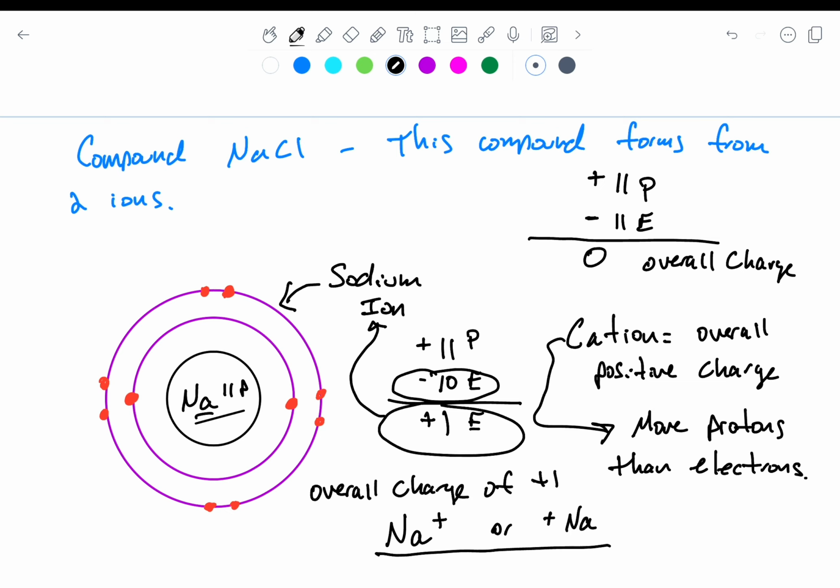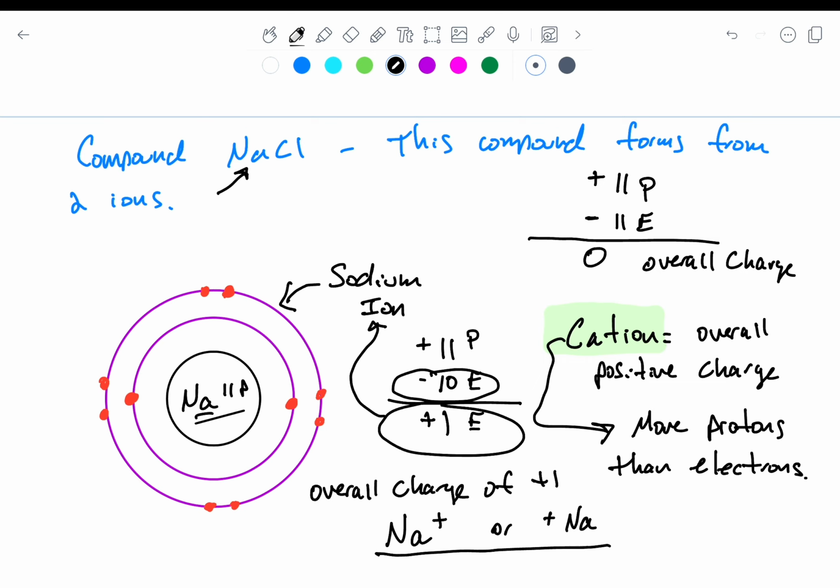So we form a cation when our element gives away electrons and we end up with more protons. In this case, we have 11, and fewer electrons. We only have 10, so our overall charge is positive, which makes sense because protons are positive. So that's how you make a cation. I'm going to go ahead and highlight cation so we know that that's what we're dealing with. We'll just do it in green here, which is a lovely color. Yay, cation. All right, so in our equation NaCl, Na is the cation.